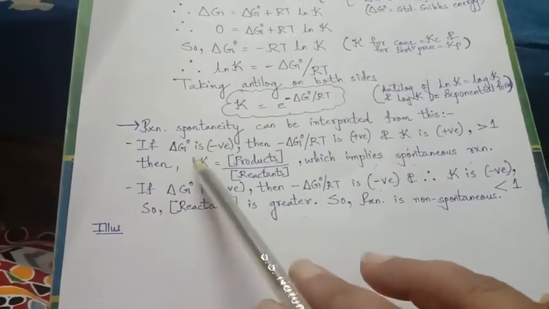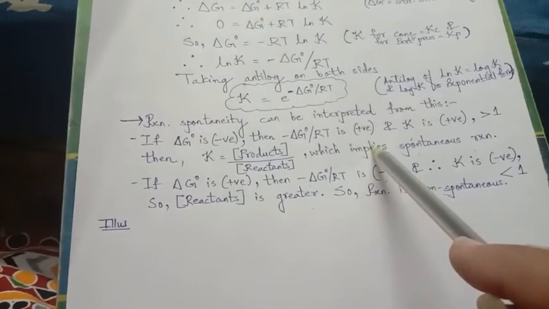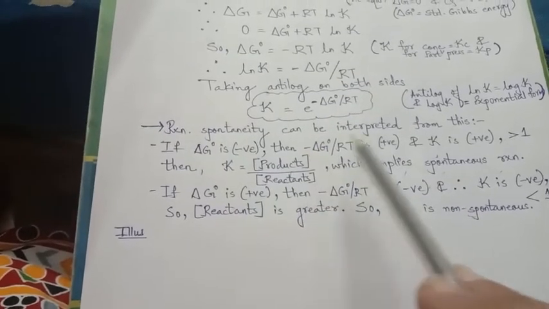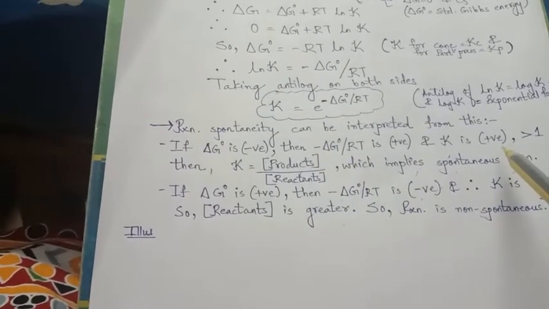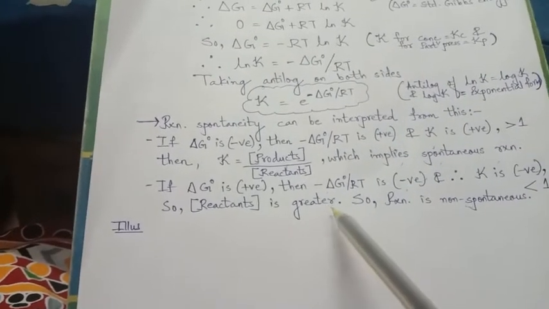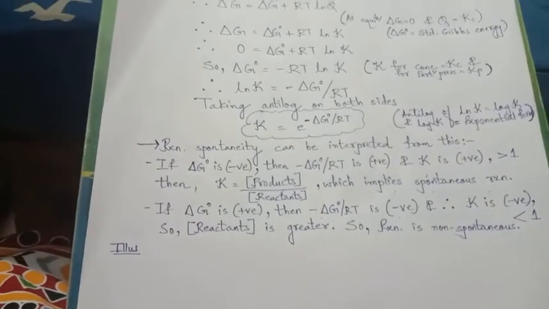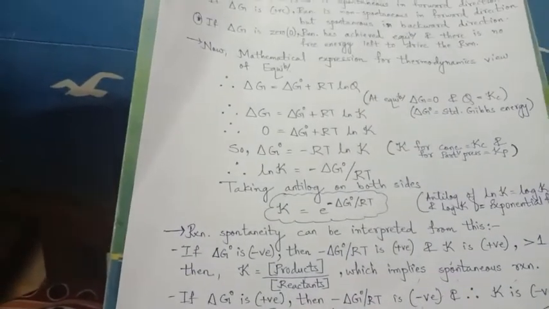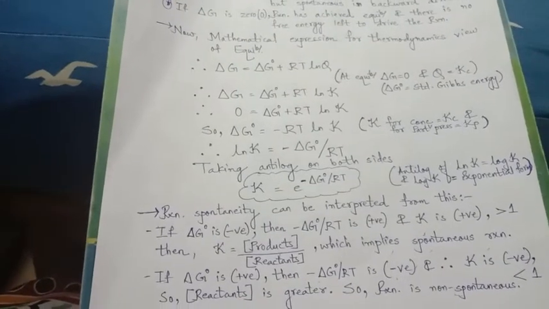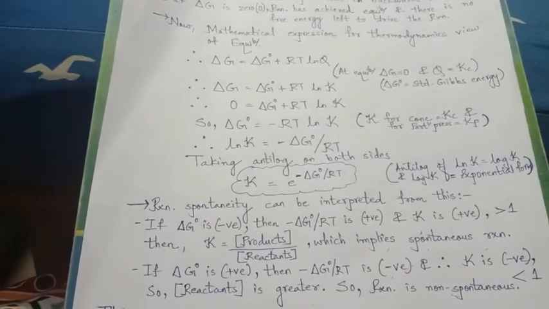If delta G naught is negative, then minus delta G naught by RT is positive, because negative becomes positive, and then K is greater than 1. And here the little difference is that K is less than 1, right? So this is about the relation between equilibrium constant K, reaction quotient Q, and Gibbs energy delta G, right?